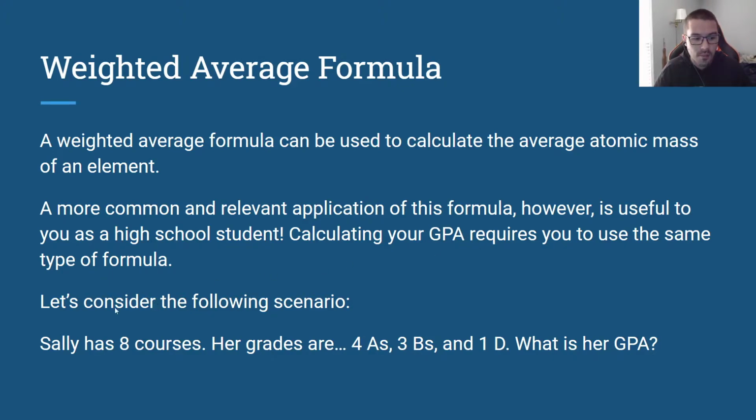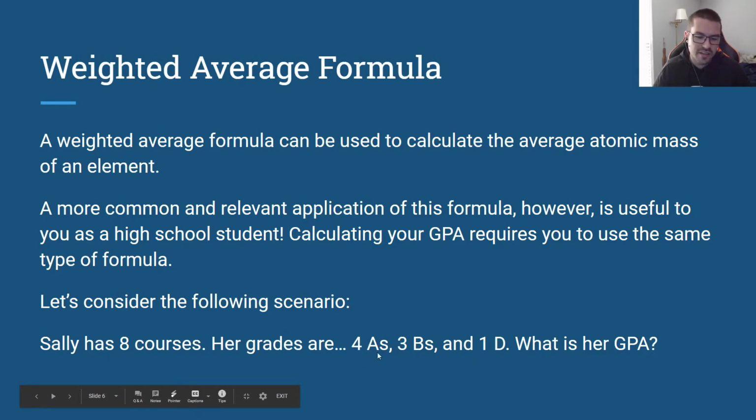Okay, so let's consider the following scenario here. Sally has 8 courses, and these are her grades. She has 4 A's, 3 B's, and a D. What's her GPA, right? We can kind of guesstimate it, right? You guys know that A's are like a 4.0, B's are like a 3.0, and a D is a 1.0. If you had all A's, you'd have a 4.0, all B's would be a 3.0, all D's would be a 1.0. So those are sort of the values for those different grades.